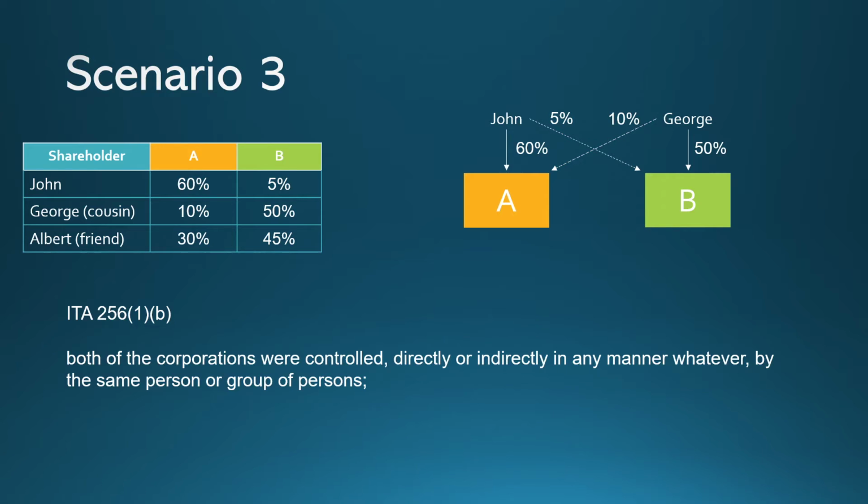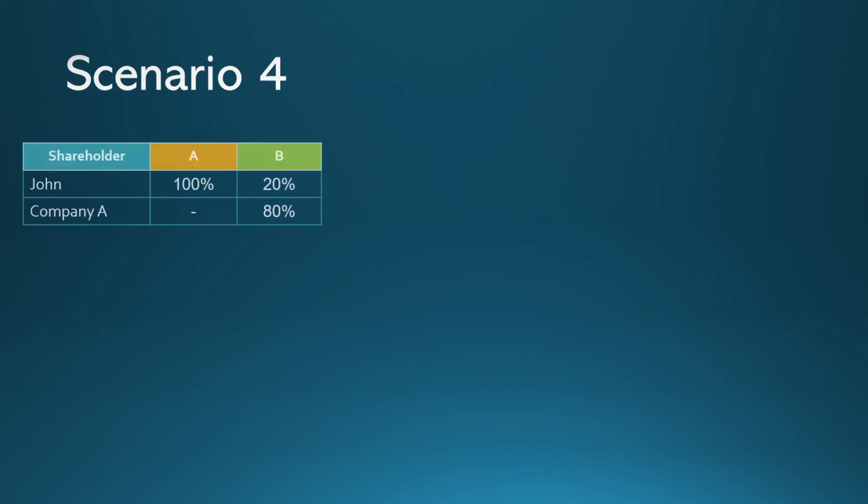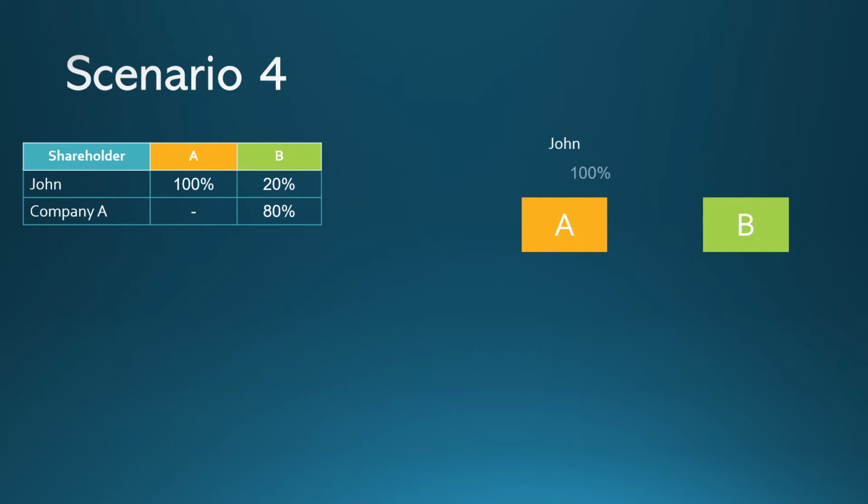Let's go to scenario 4. Scenario 4, we have a different shareholder table where now company A is one of the shareholders. Let's draw it out. Here we have company A and company B. John owns 100% of company A and 20% of company B. Company A owns 80% of company B. Pause the video and see if you can find if these two companies are associated.